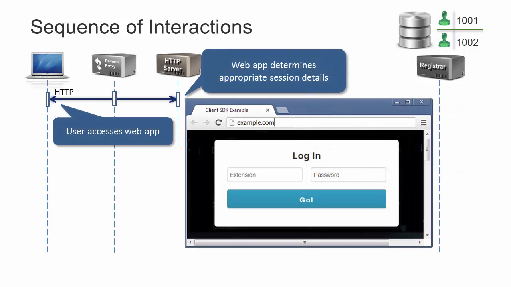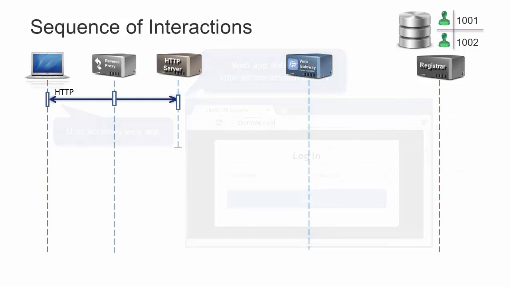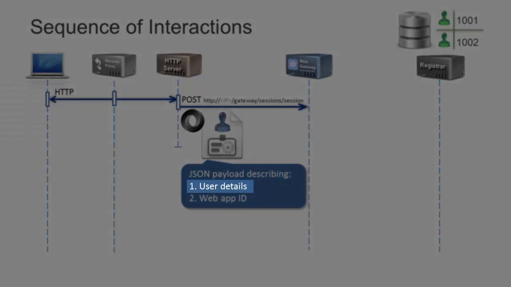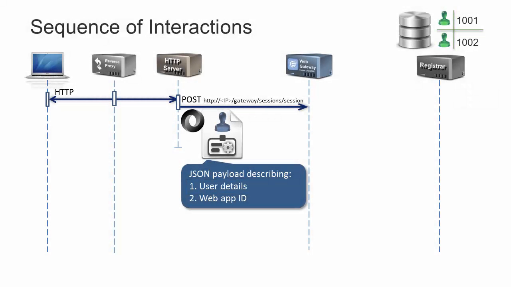Once the web app knows the details it wants to use, it'll need to perform an HTTP POST over to the gateway's sessions API URL on the web gateway. The payload of that request will contain the JSON description of the enterprise user the session will pertain to, and the details for the client SDK features we wish enabled for the session.